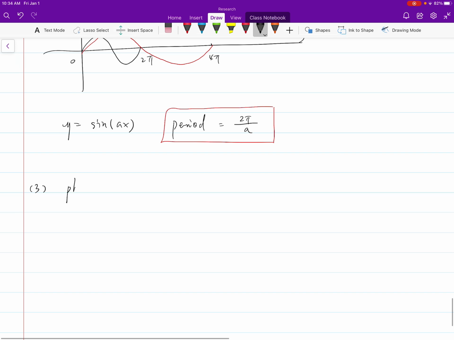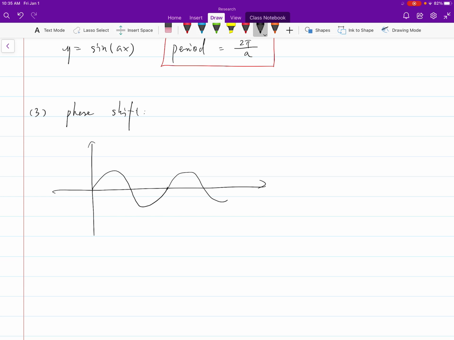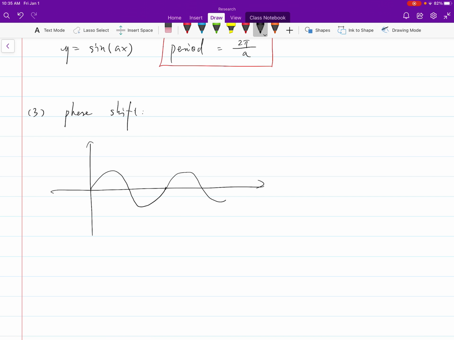Okay, finally, the third thing, which is a phase shift. This doesn't change your sine at all. But just imagine, you have the same sine wave. Maybe you listen to a music which starts from the beginning. But now what you can do is you don't have to actually start from the beginning.